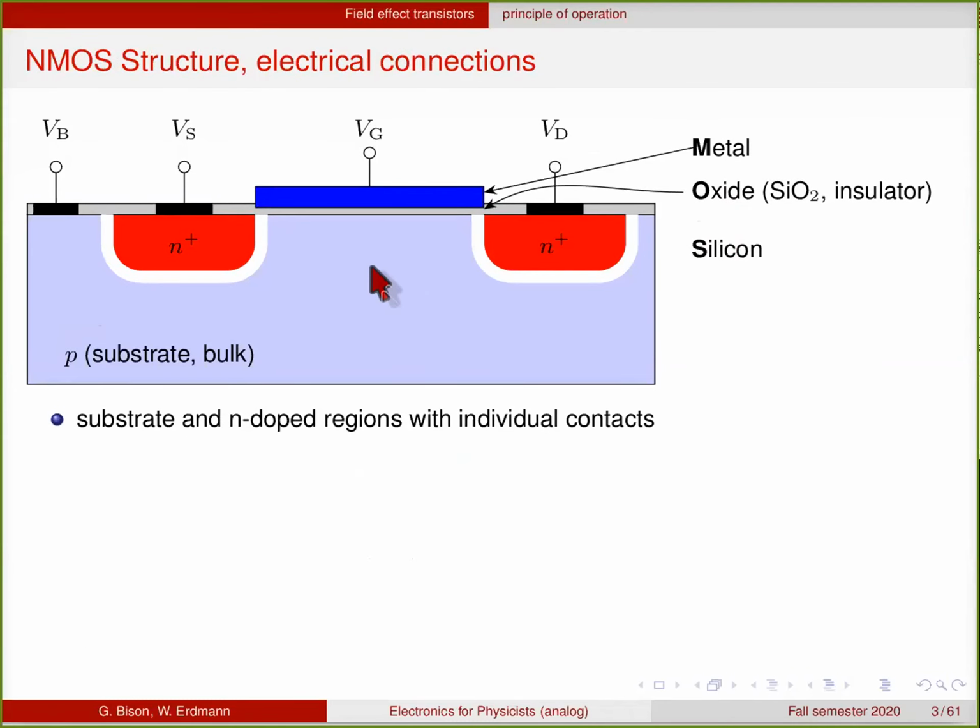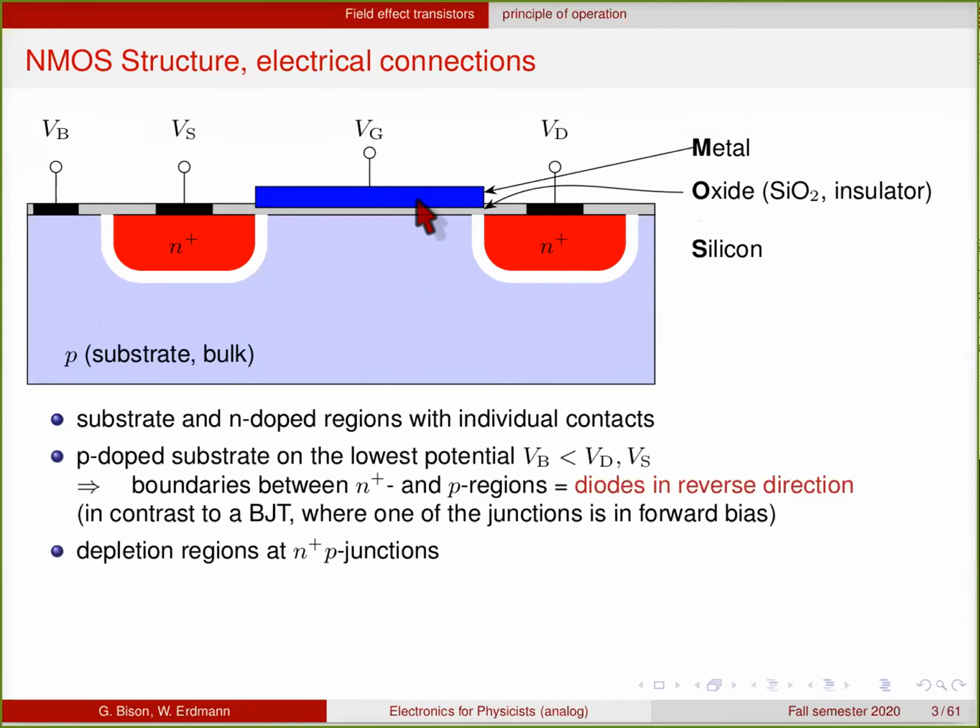The electrical connections of these are shown here. The substrate and the n-doped regions all have their individual contacts, as well as the gate. The p-doped substrate must be on the lowest potential of all of them. Otherwise, you have diodes between the N and the P that would be conducting. So these 2 diodes from the source and drain to the bulk must always be biased in the reverse direction, in contrast to the bipolar junction, where one of them is always in forward bias. Here they must both be in reverse direction, and then we have small depletion regions around source and drain.